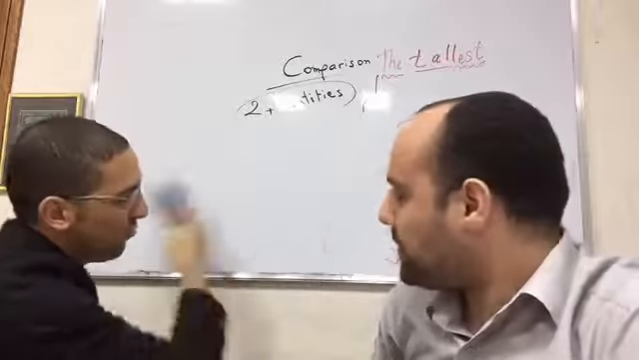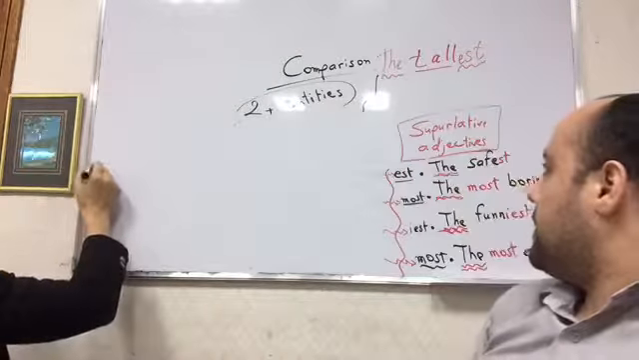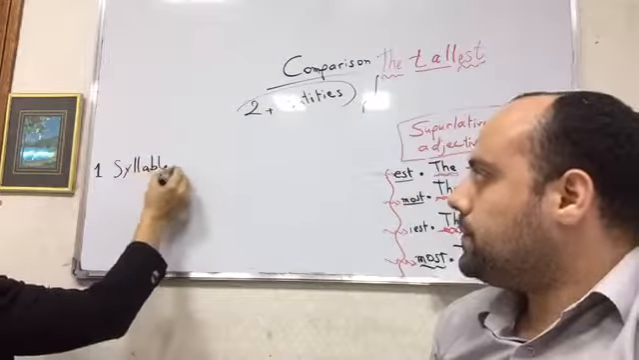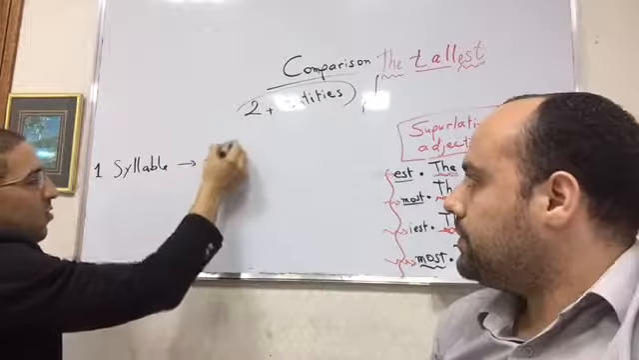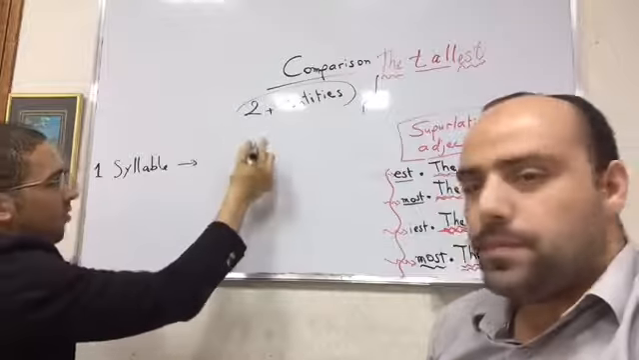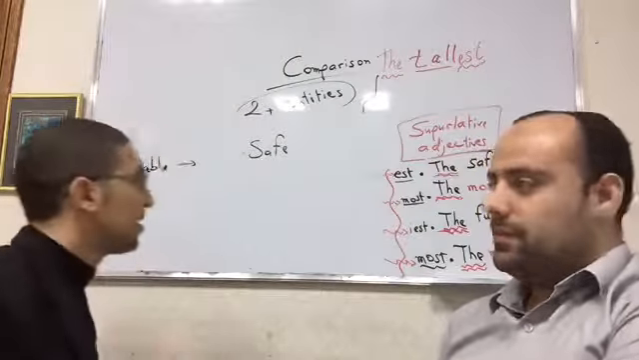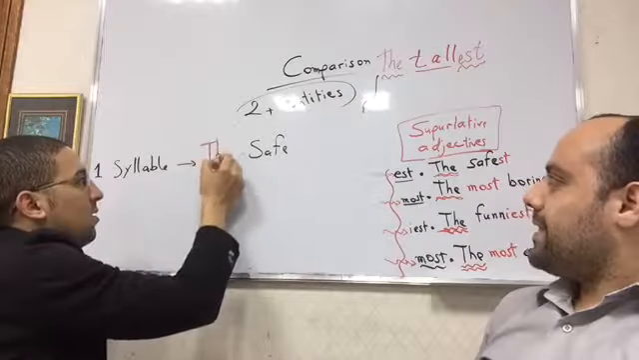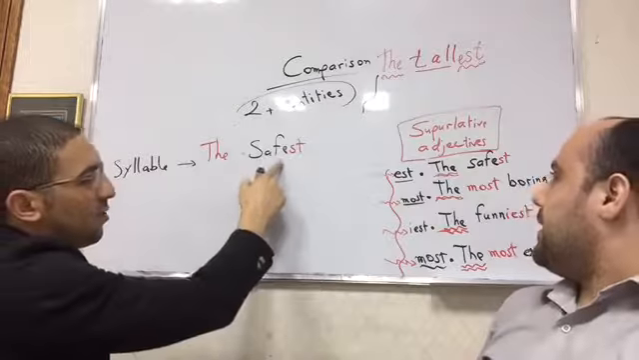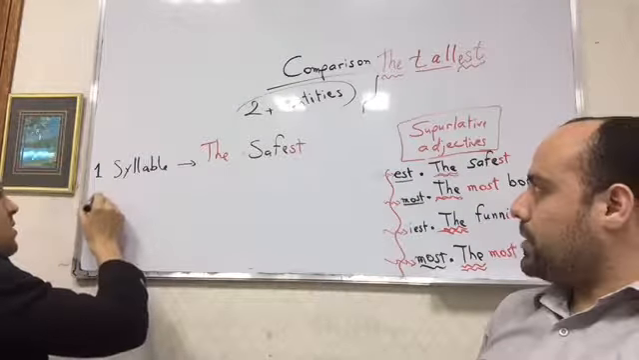Okay, so we're going to move them here. So yes, we said that if you have one syllable, and we gave an example with safe, you're going to say that you have safe. Of course, our superlative adjectives always begin with "the", so we're going to say the safest. And because you have an E here, you're not going to add another E, so it's going to be just ST.